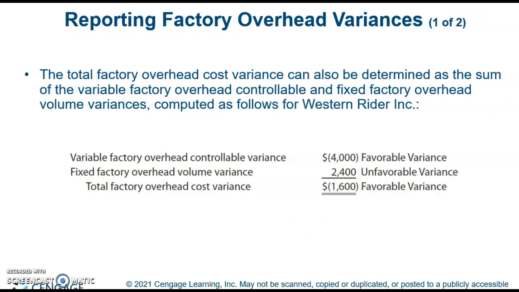So just like we did for direct material and direct labor, when we add the two variances together, we will get our total factory overhead cost variance. So we'll do our variable factory overhead controllable variance and our fixed factory overhead volume variance, and we will get our total factory overhead cost variance. This one was favorable because our favorable was more than our unfavorable.